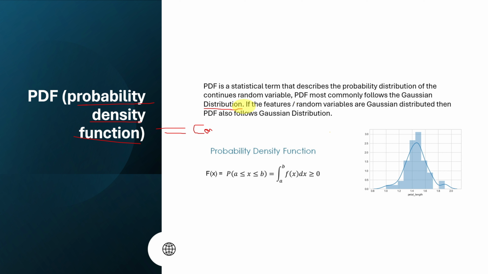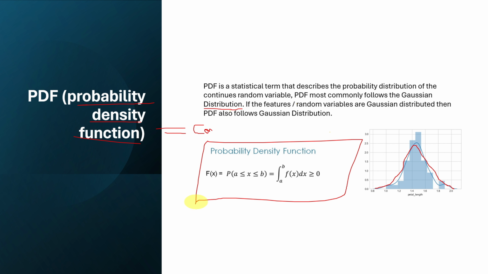Gaussian distribution is also known as normal distribution. If the feature random variable is Gaussian distributed, then PDF also follows Gaussian distribution. So this is your normal distribution, which is also known as Gaussian distribution. In my previous video, you must have seen this about the Gaussian distribution. We have covered this topic. If you haven't watched, go watch that first and then come back to this one.